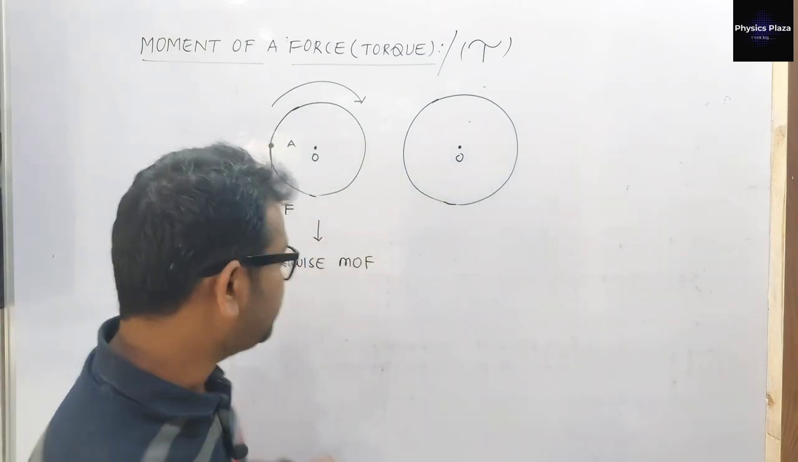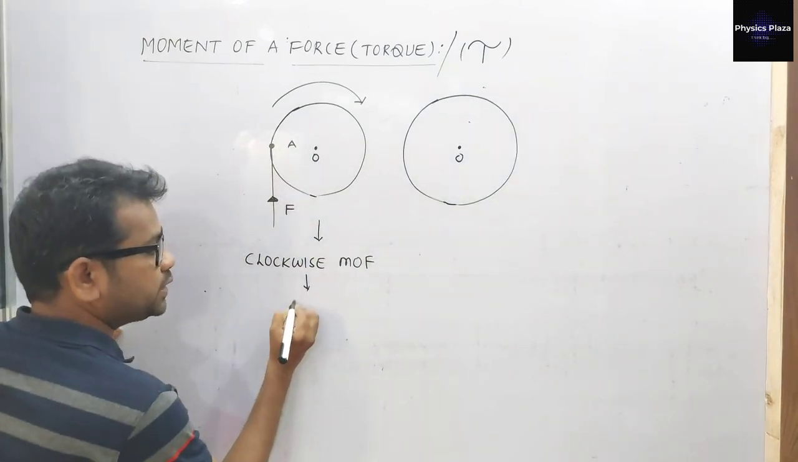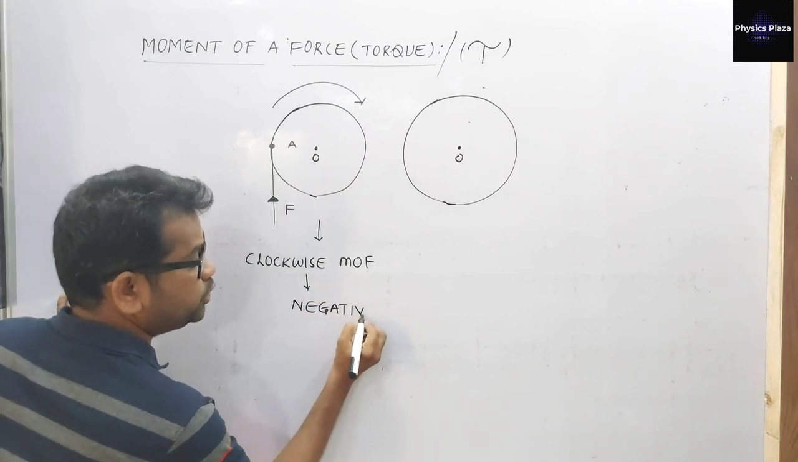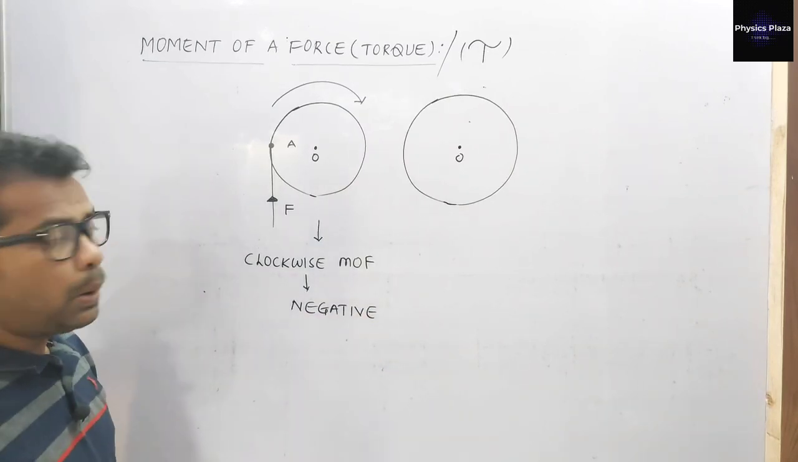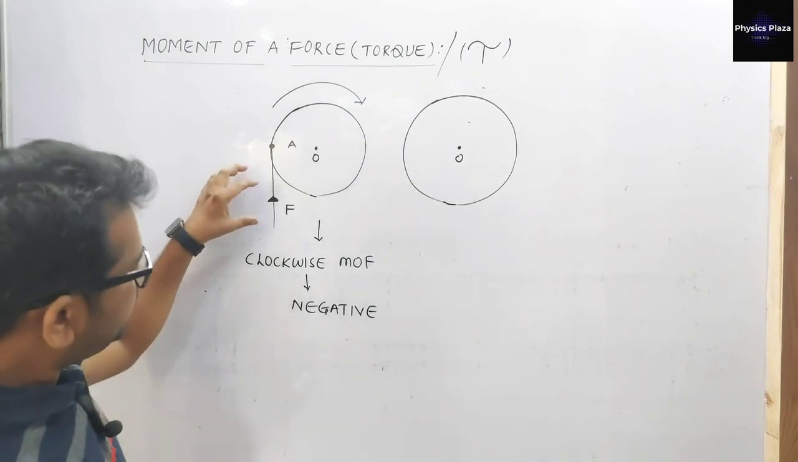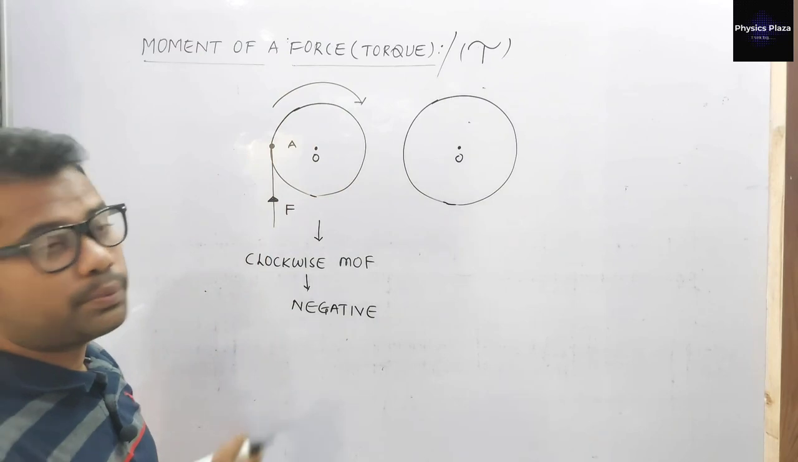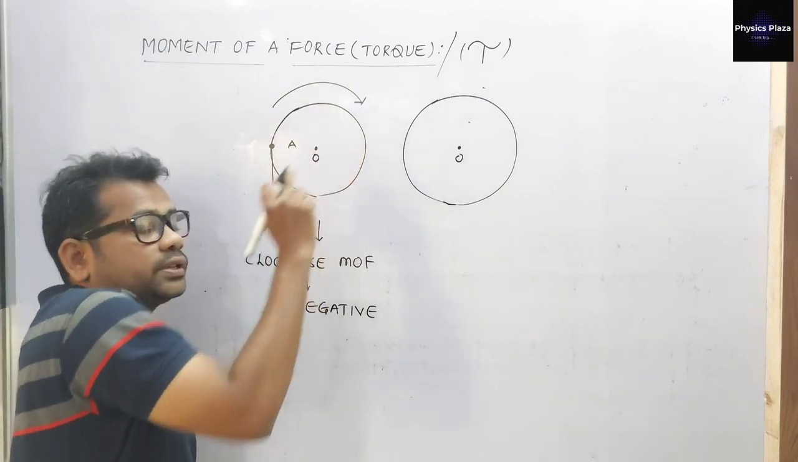Children, as per sign convention, clockwise moment of force is taken as negative. Children, this is very important. It's very useful when you are solving the numericals. Let us say this force is producing a clockwise moment of force, which means this body is rotated in a clockwise direction.